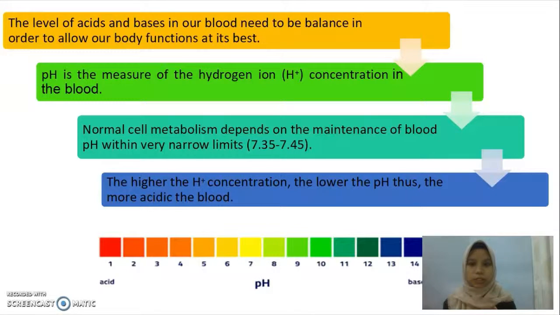pH is the measure of hydrogen ion concentration in the blood. The normal cell metabolism depends on the maintenance of blood pH within very narrow limits, which are 7.35 to 7.45. The higher the hydrogen ion concentration, the lower the pH, thus the more acidic the blood.